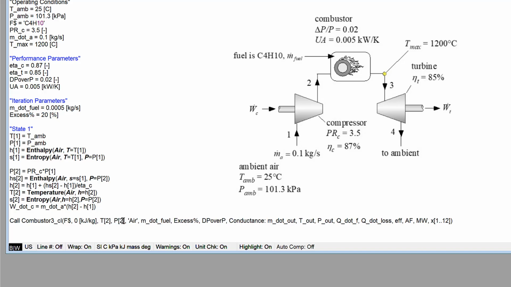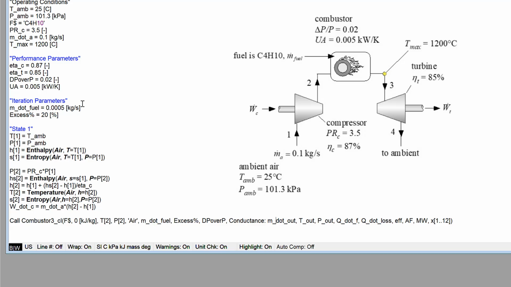And then we have a string that identifies the type of oxidizer, so it's either air or O2. We have air. And then here's the mass flow rate of the fuel, which is one of my iteration parameters. So eventually I will have to adjust the mass flow rate of the fuel so that the mass flow rate leaving the combustor, which is one of the output parameters, is consistent with continuity.